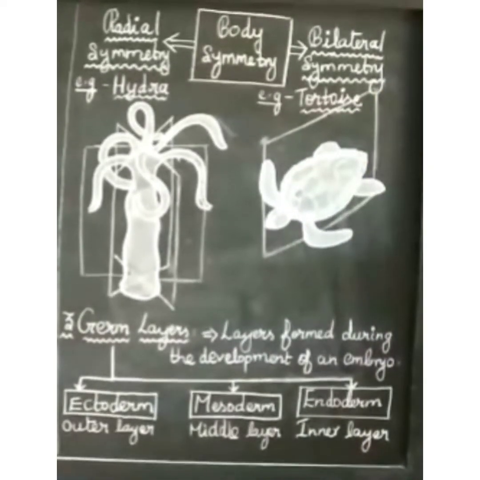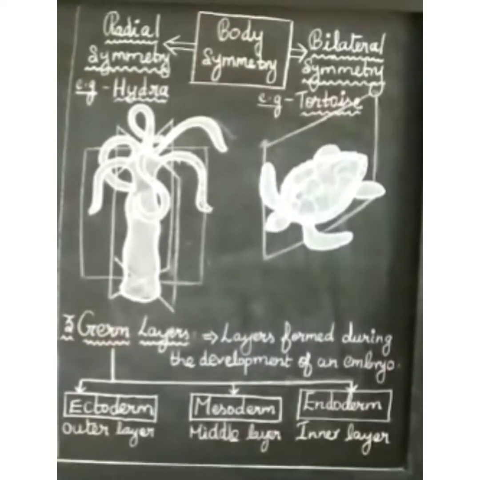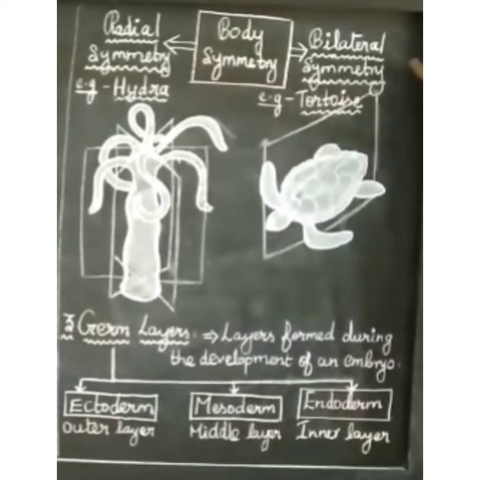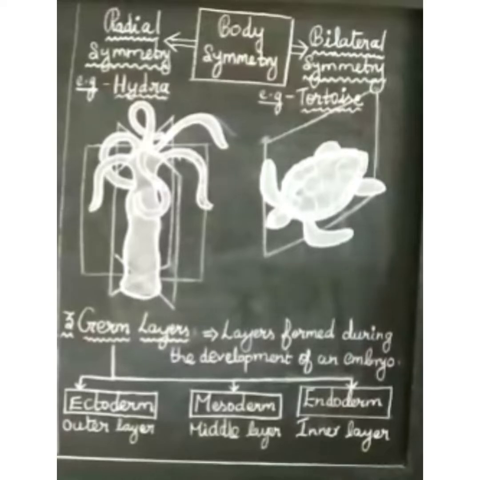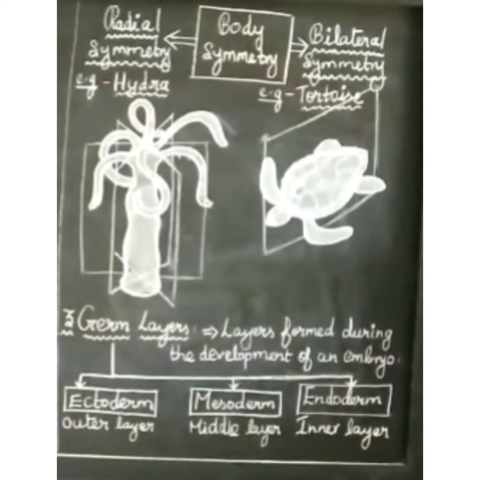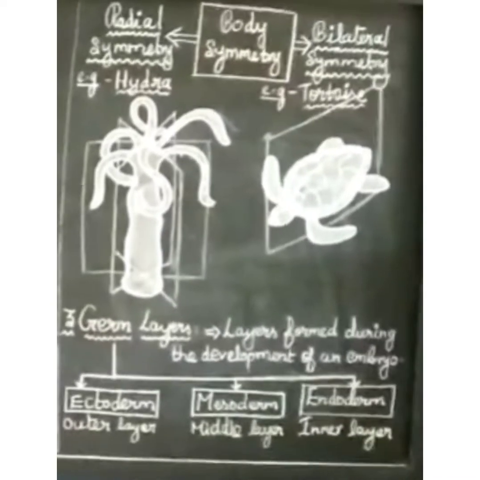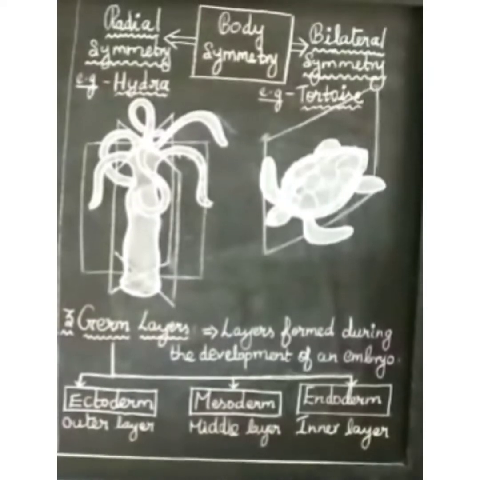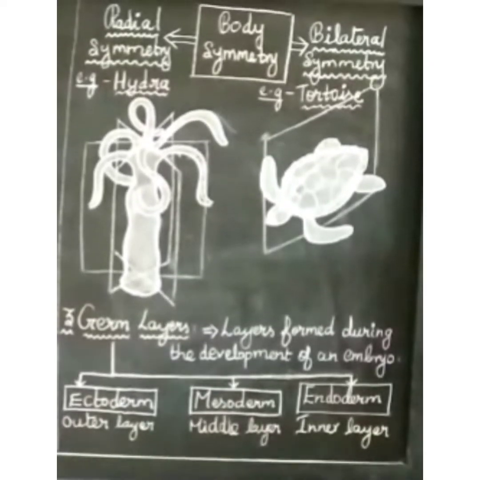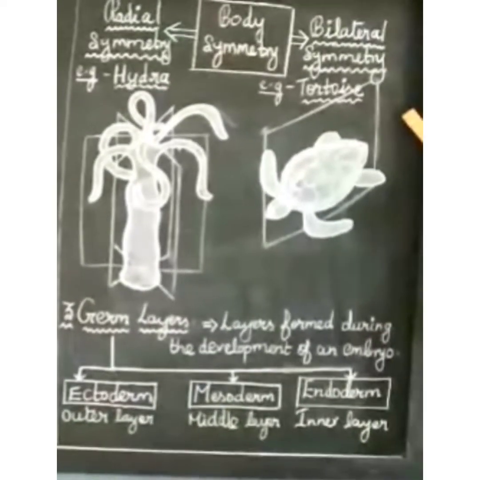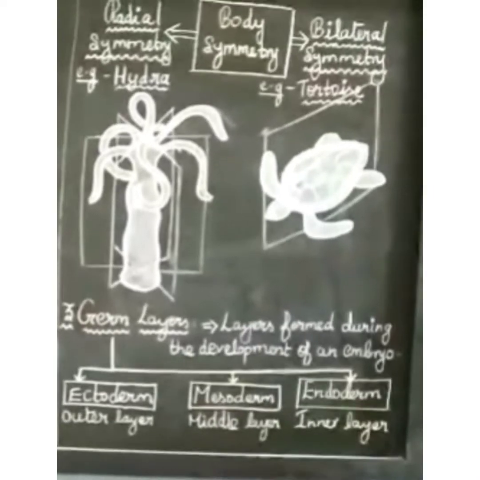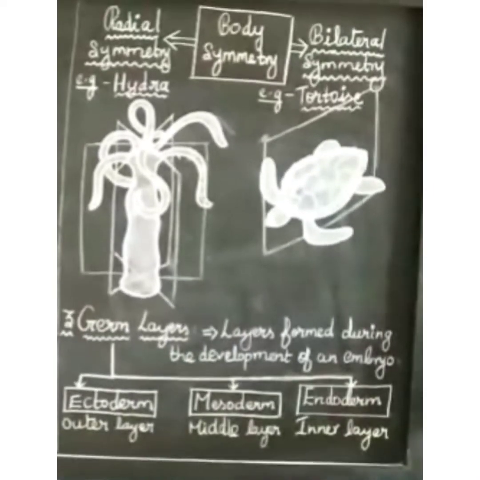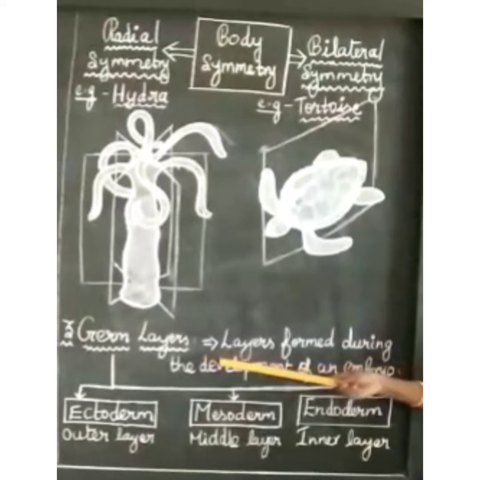For example, we ourselves are also chordates, no? And we also have bilateral symmetry. When we cut our body from top to bottom in a straight line, we have a left half and a right half, that is, two equal halves. That is an example for bilateral symmetry. Up to this, symmetry is over. Are you clear? We have seen two types of symmetry with examples. Next we are going to see the germ layers.